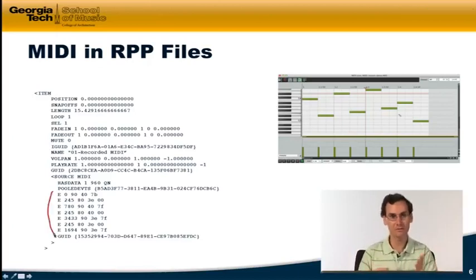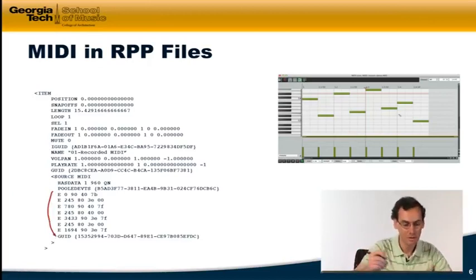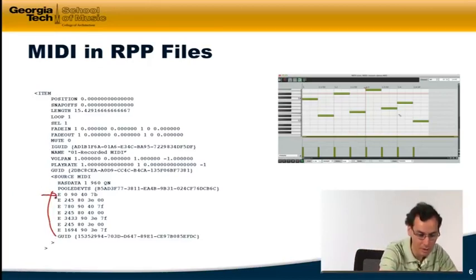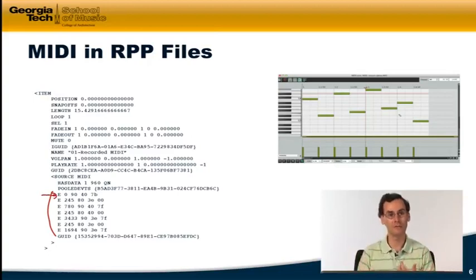And I don't expect you to read that and understand what it means. But each of these lines is basically referring to a single MIDI event, like a note being turned on or turned off or something like that. We can see how compact this representation is.